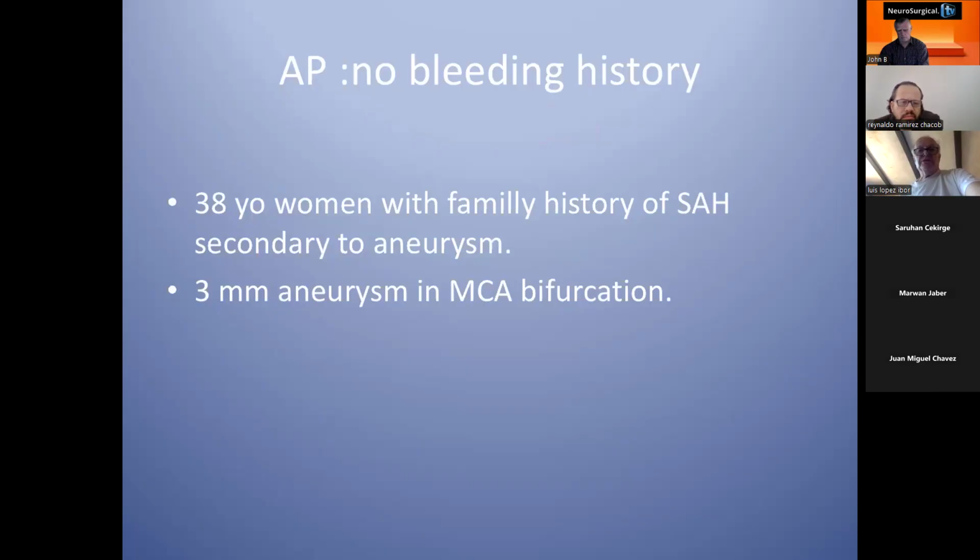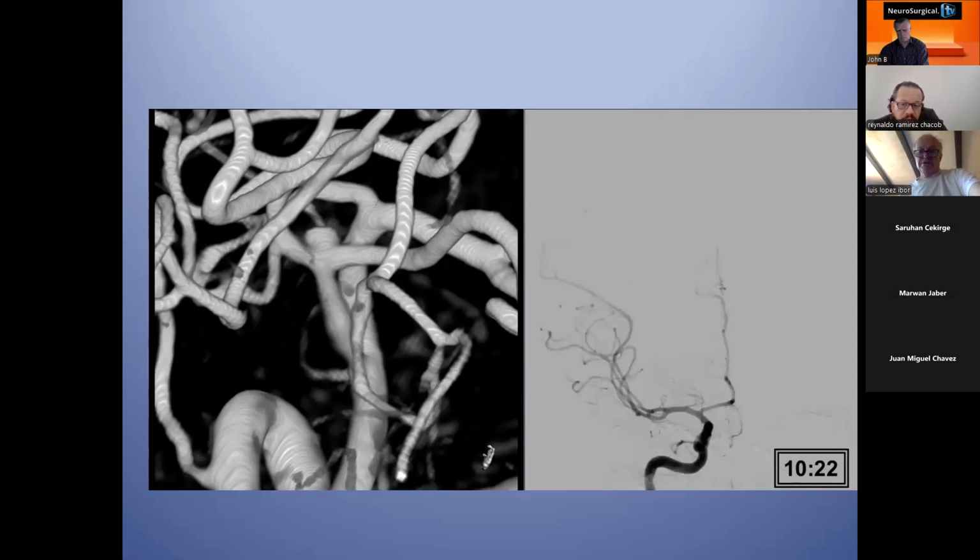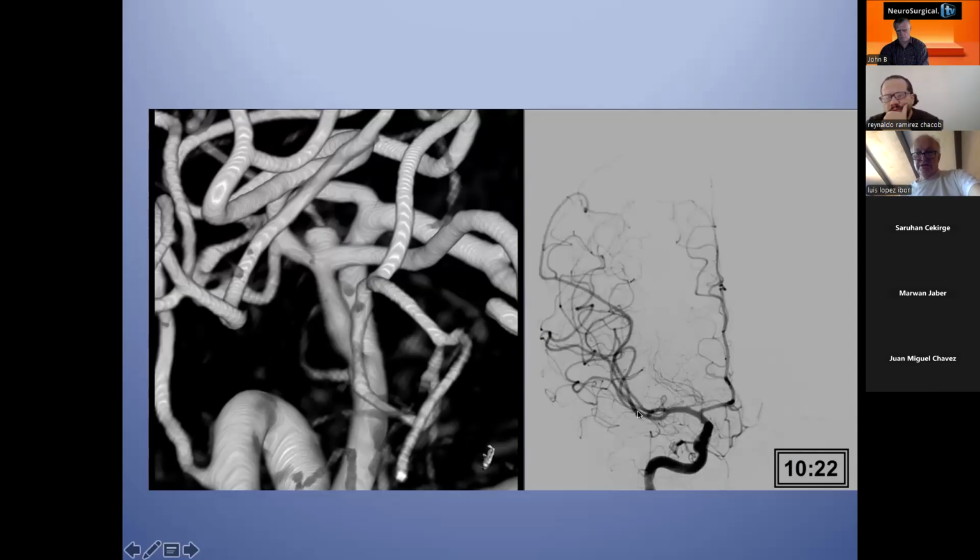Another case: this patient has no history of bleeding. A 38-year-old woman with a 3 millimeter aneurysm. It's a small aneurysm in the bifurcation. It's here. This is the small aneurysm.